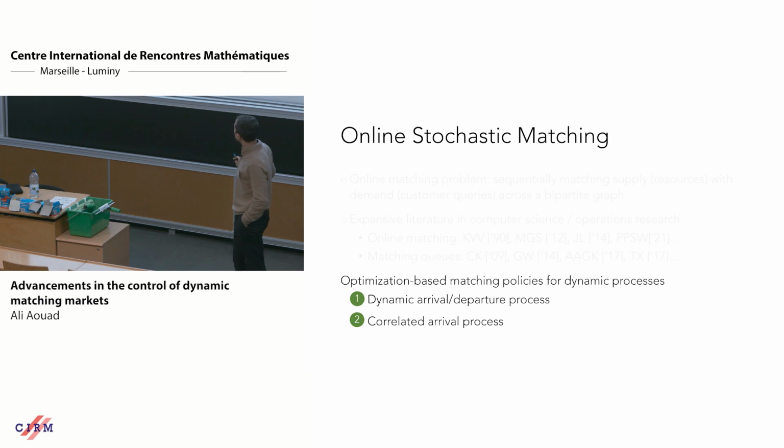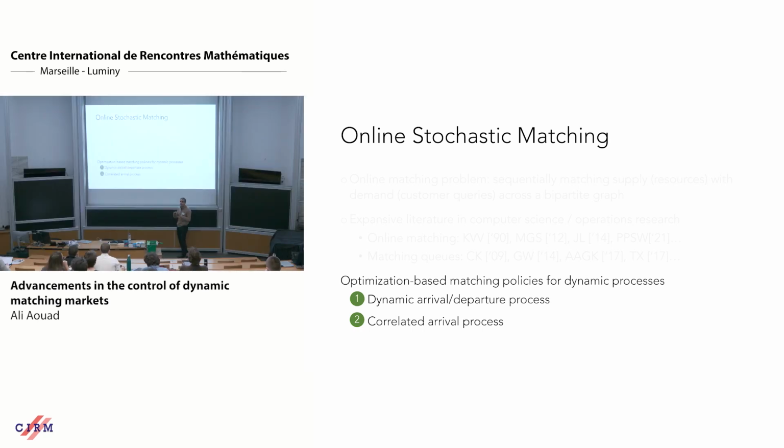So I'll talk about two papers. You can think of them as variants, deviations from the model that Amin presented. The first paper will be about the dynamic arrival and departure process. In many markets, we do have agents coming to the market constantly, having a certain patience, so staying in the market for some time in which they're available for a match and then leaving the market. So we are trying to understand how to design near optimal online matching policies in this type of environment.